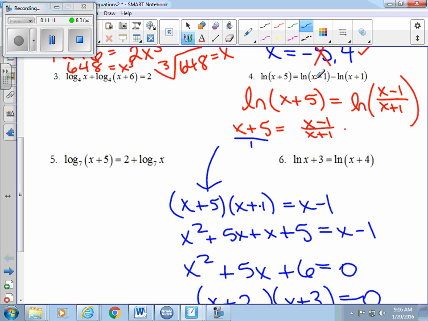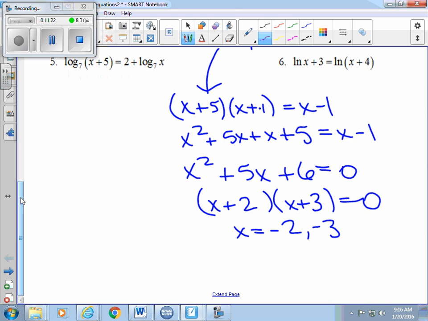If I plug in -2, do I get a negative in the logarithm? If I plug in -3, do I get a negative in the logarithm? What does that mean? Neither one of them work, so this is a no solution. If you were to graph this and solve this graphically, they wouldn't cross, they wouldn't intersect.